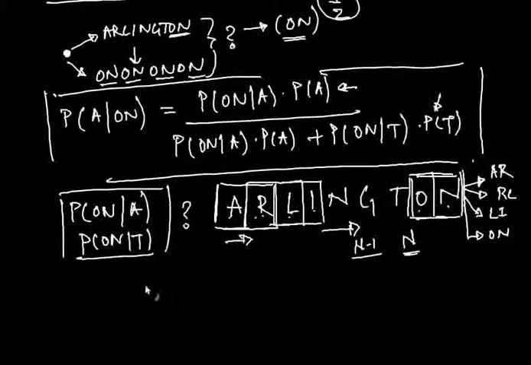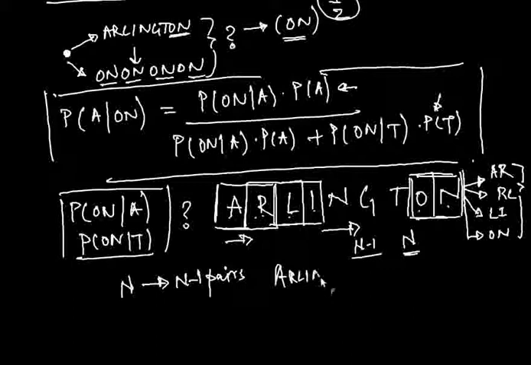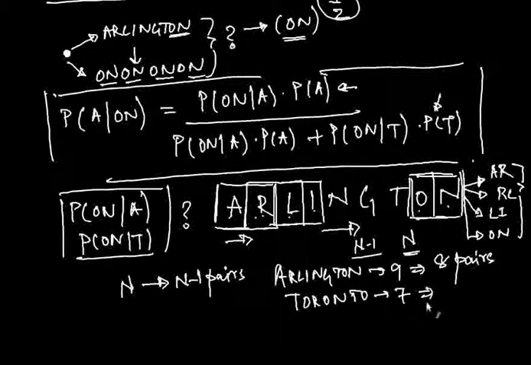So the insight is that if a word is n characters long, then it has n minus 1 pairs. You know, these pairs over here, then there are n minus 1 such pairs. So Arlington has 9 characters, which implies it has 8 such pairs, right? And ON is just one of them. And Toronto is 7 characters long, which implies it has 6 such pairs, right?